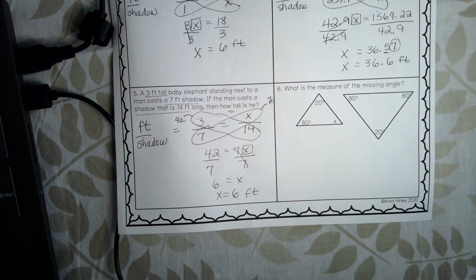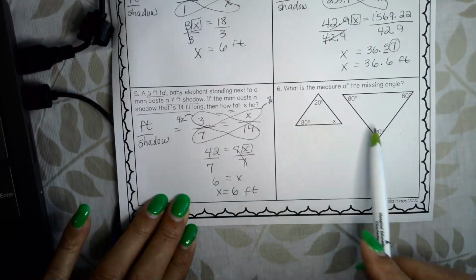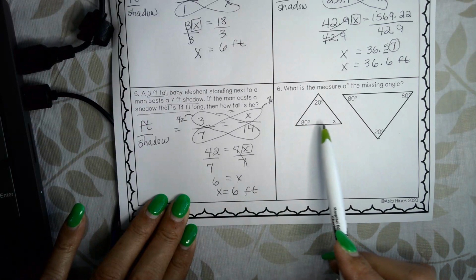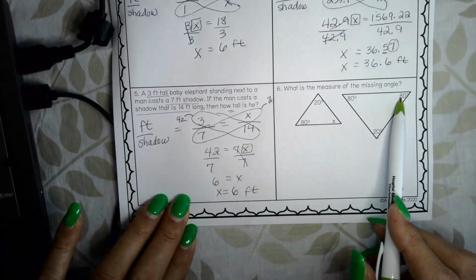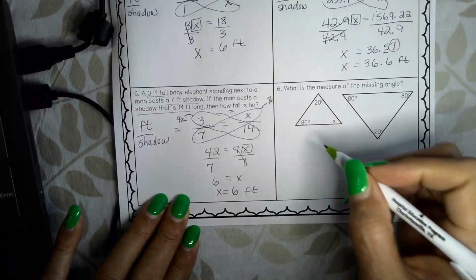Okay, number 6. What is the measure of the missing angle? So, if I was to cut this small one out, put it in here, this 20 will match this 20, this 80 will match that 80. So this X is going to match what? That 80. Okay?